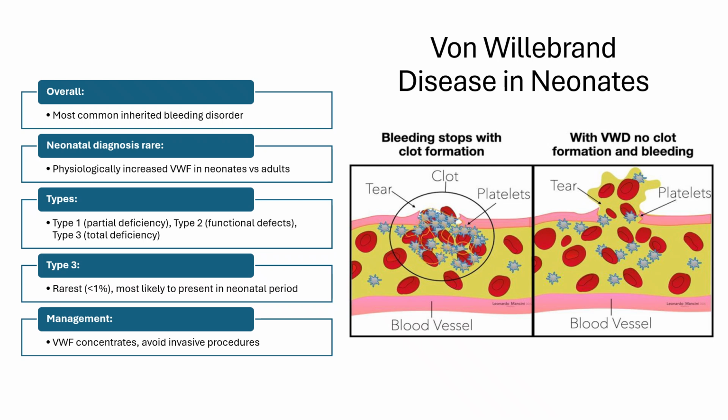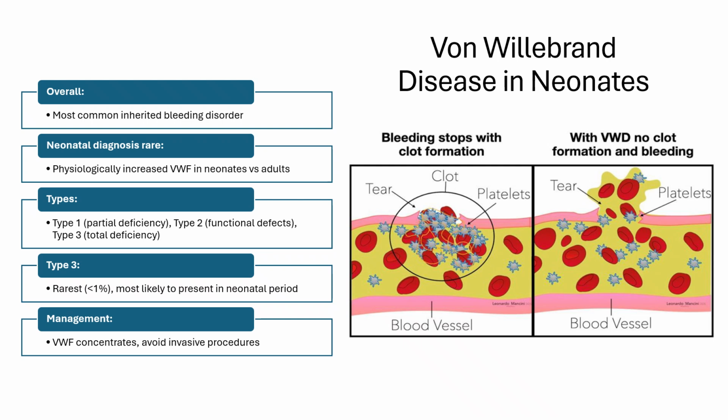The classification system includes type 1 disease with partial quantitative deficiency, type 2 disease characterized by various qualitative functional defects, and type 3 disease representing complete quantitative deficiency. Type 3, though representing less than 1% of all cases, is most likely to present in neonates because the severe deficiency cannot be compensated by physiologic elevation.